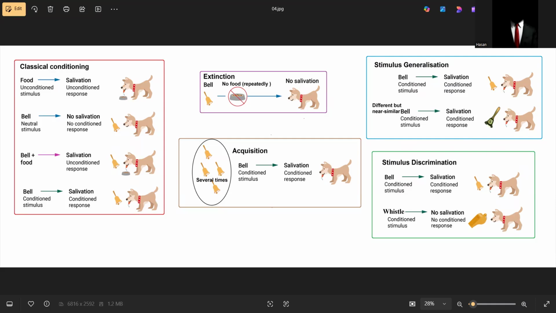For example, after seeing food, a dog starts salivating. Here, food is an unconditioned stimulus that produces salivation as an unconditioned response.